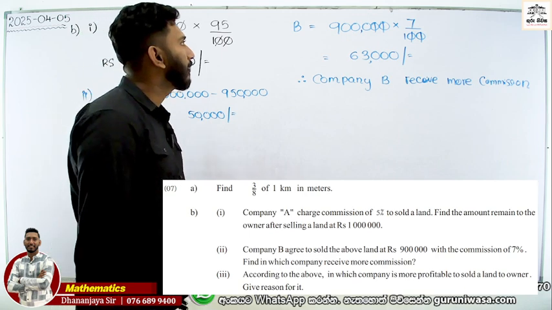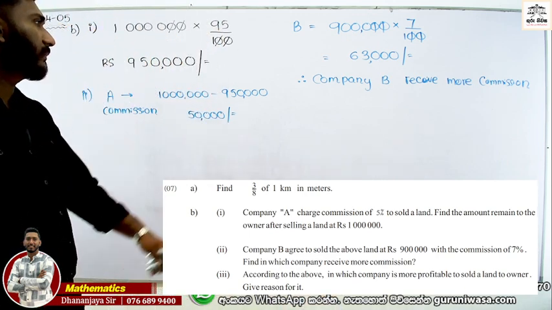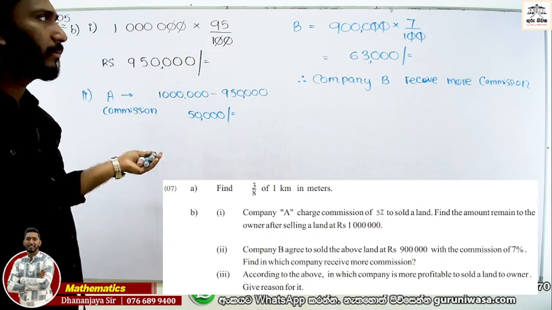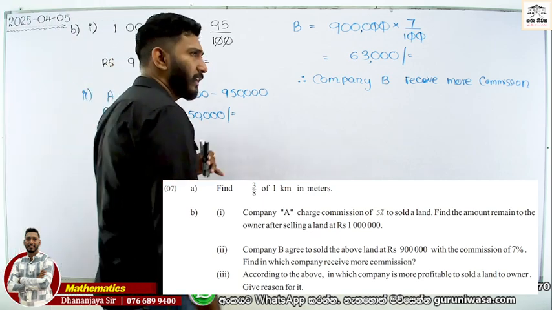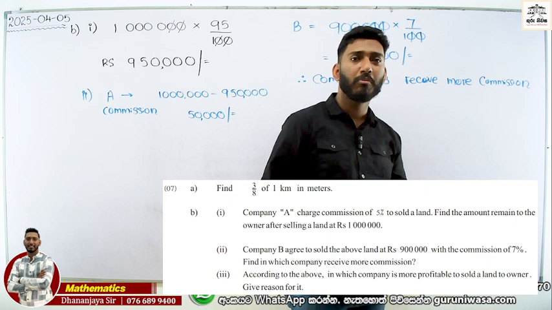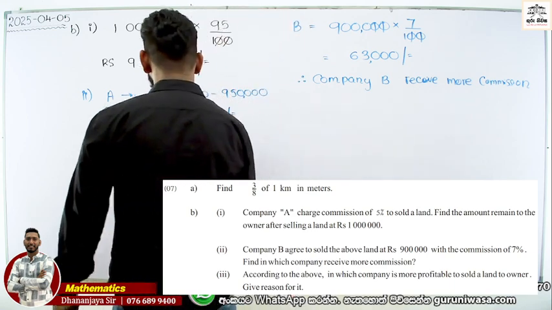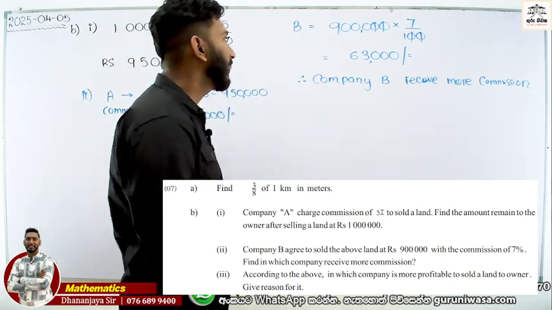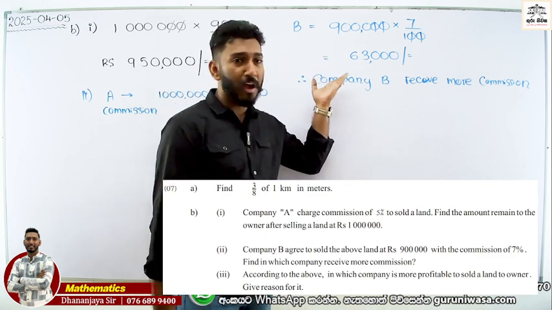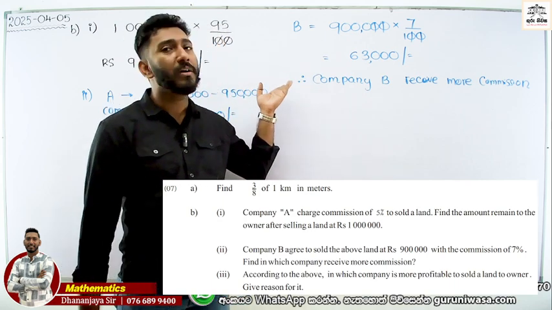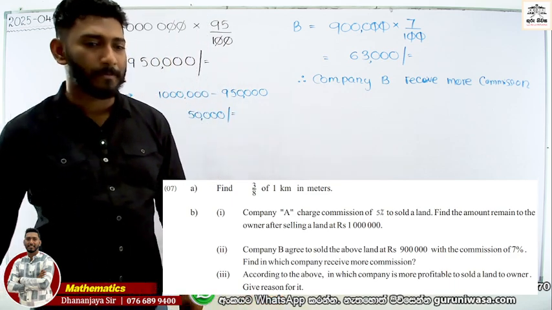The more profitable one is company A, because why? The owner receives more through company A than company B, because there the owner receives 950,000 with only 50,000 commission, and in company B there is a 63,000 commission and the owner receives only about 800,000.